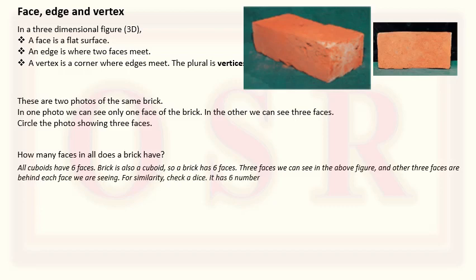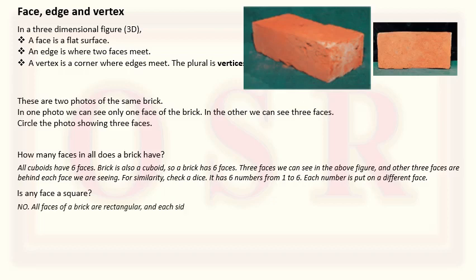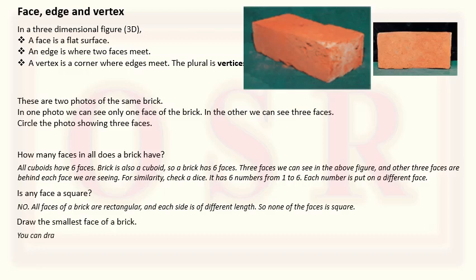It has 6 numbers from 1 to 6. Each number is put on a different face. Is any face a square? No, all faces of a brick are rectangular and each side is of a different length. So none of the faces is a square. Draw the smallest face of a brick. You can draw something like this.